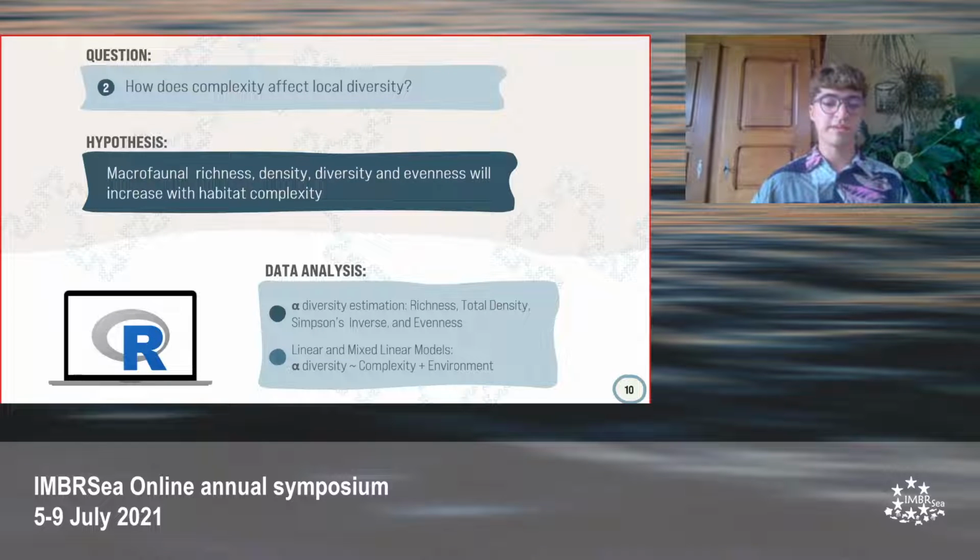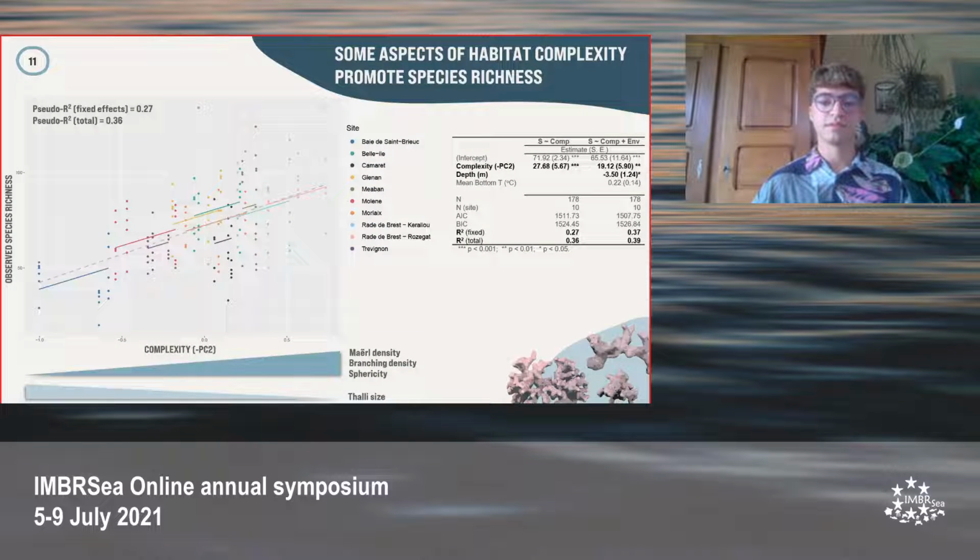These also allowed more parsimonious models. So the two selected linear mixed models in which site was the random factor showed us that the variables in the second axis of the PCA were relevant to local diversity. The first model showed us that the combined effects of maerl density, branching density, and sphericity promote species richness, and that the beds with the biggest tally were the ones with the lowest richness.